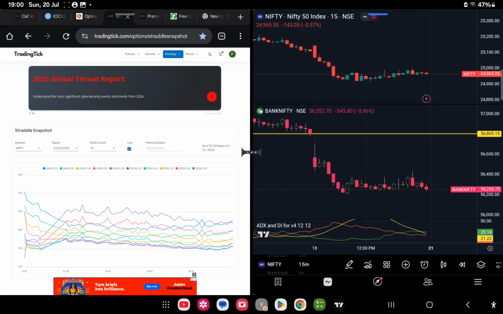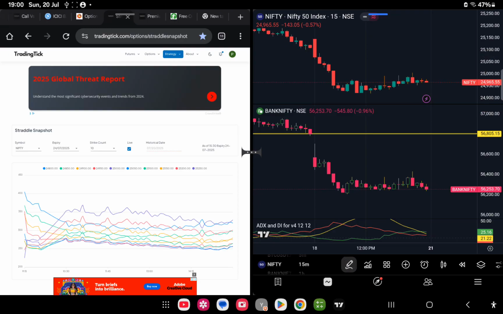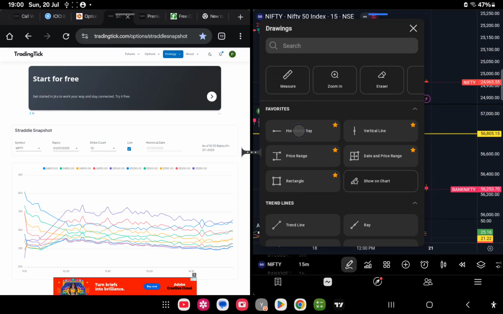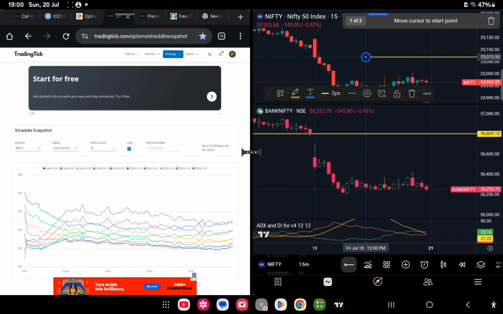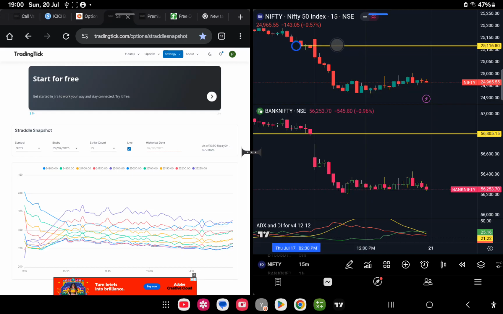I'll delete this. Here also I'll try to keep a horizontal ray with the previous close. Okay, let me just keep this with the previous close. So you could clearly see the first half the market was going down and then went sideways. Here also the same story. Okay, now we'll check the open. Open is 2500.